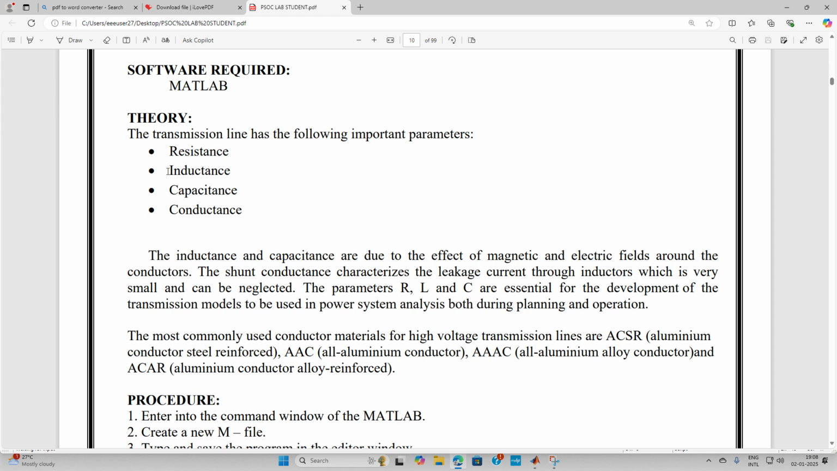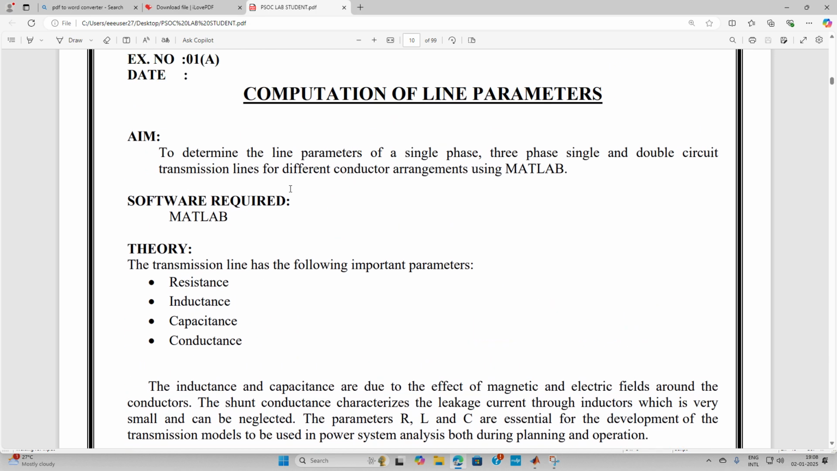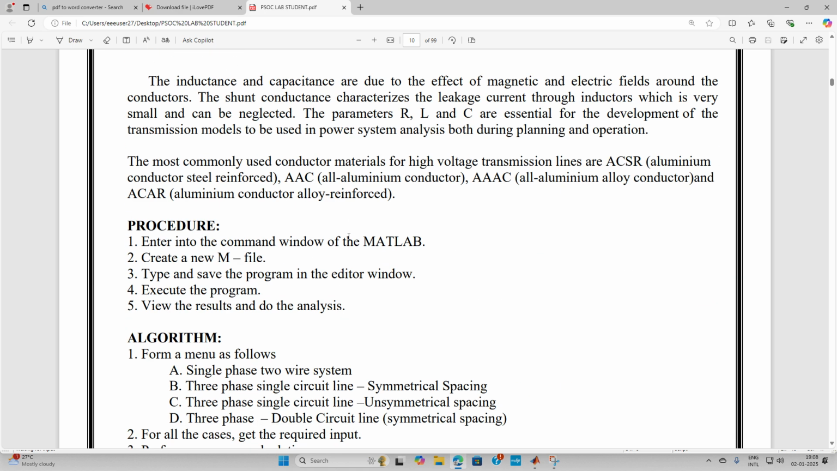Next one, inductance. Inductance is one type of winding. This winding stores some amount of energy, and if needed, it boosts the current levels. That is inductance. Another one, capacitance. Capacitance is utilized to improve the power factor as well as store some amount of electrical energy. Conductance is also another parameter used in transmission lines. These are all the parameters we are going to use for this MATLAB programming, called the computation of transmission line parameters exercise.